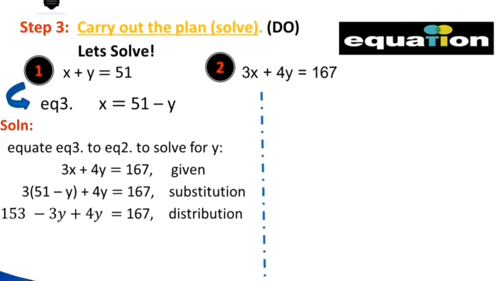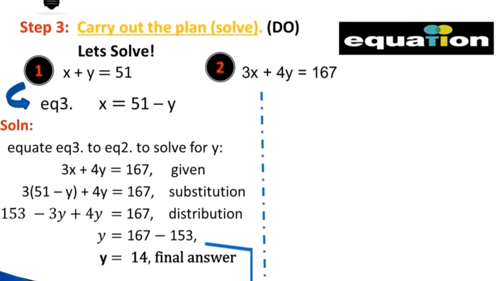Then right after that, I am concerned with the value of y. So I'm going to transpose 153 to the other side. Again, if you transpose, the sign will change. It becomes negative 153. Then right after that, I'm able to get the same answer, which is 14.